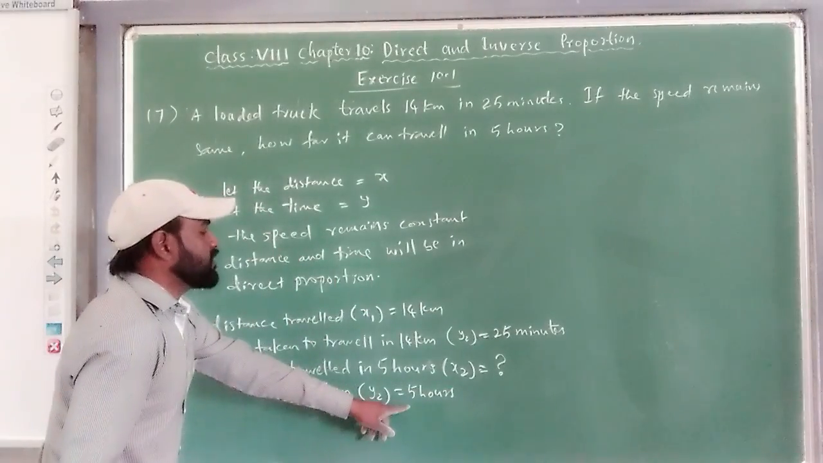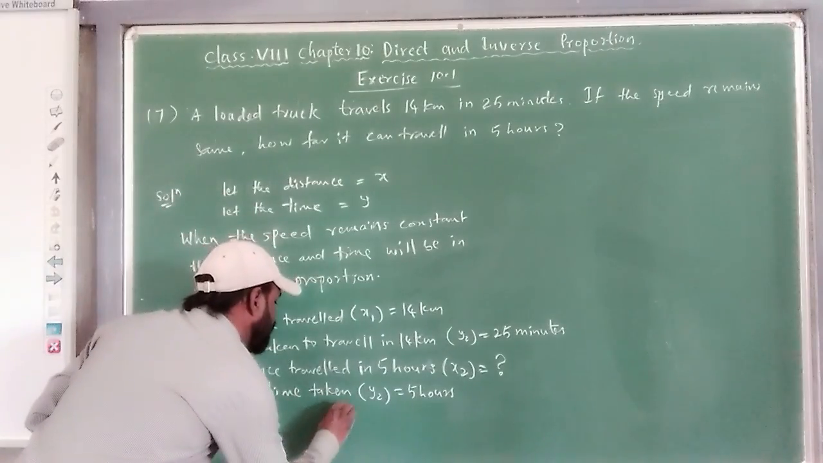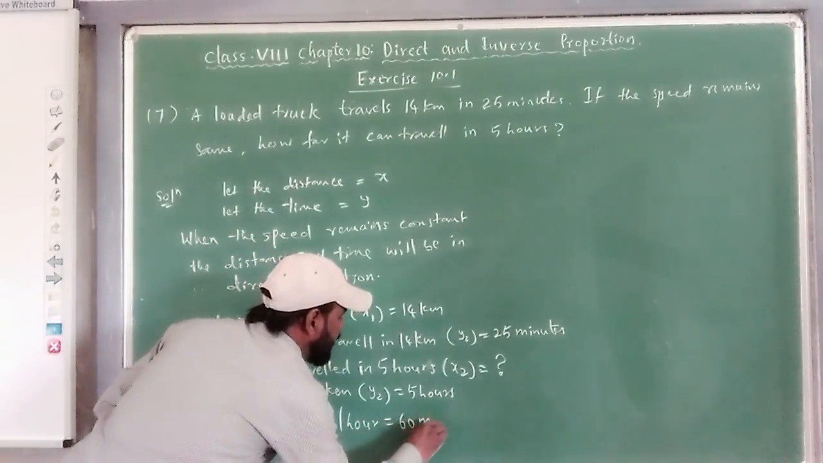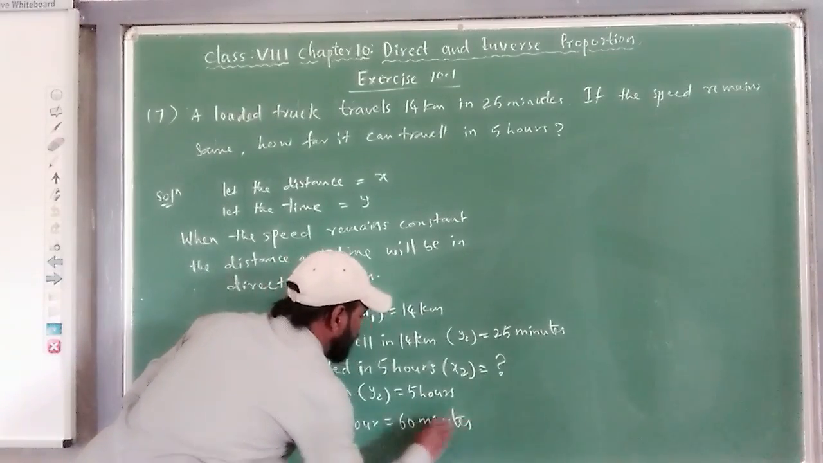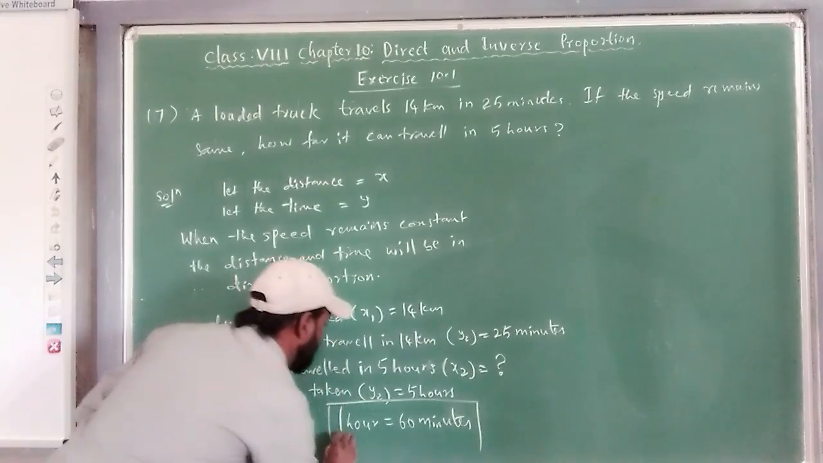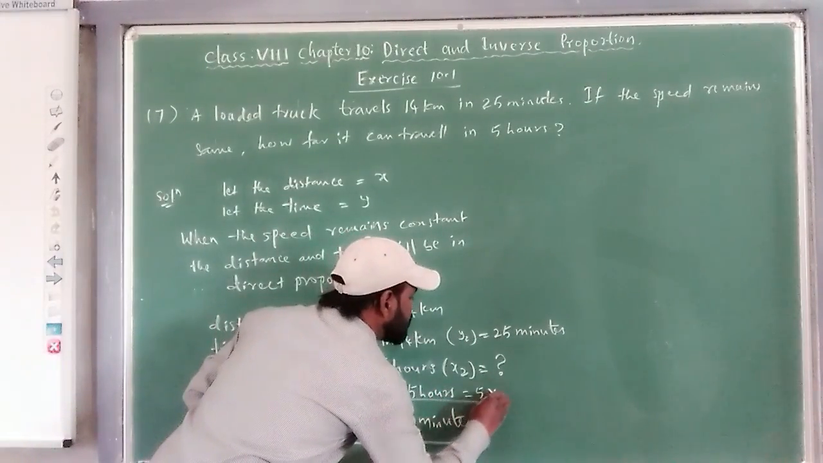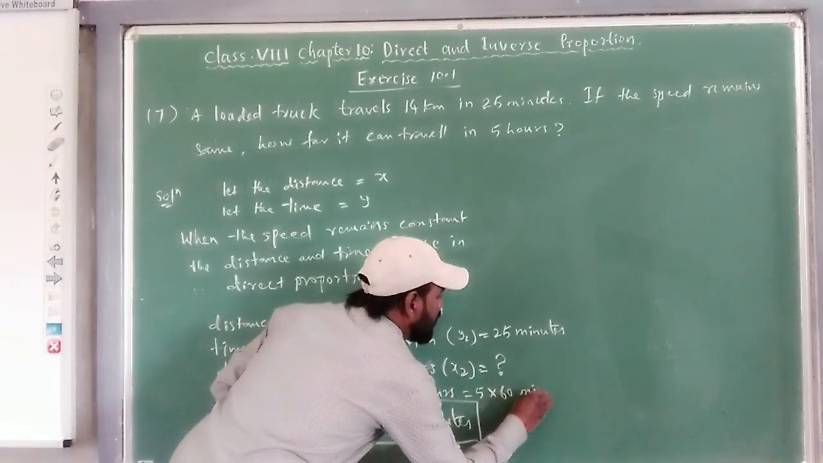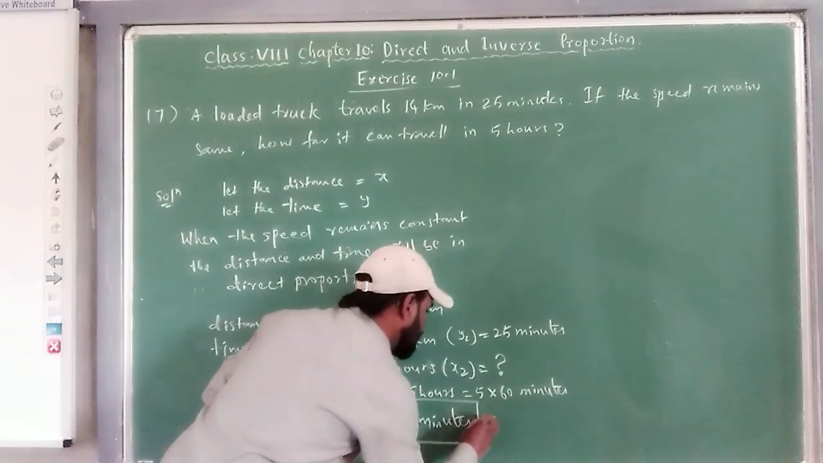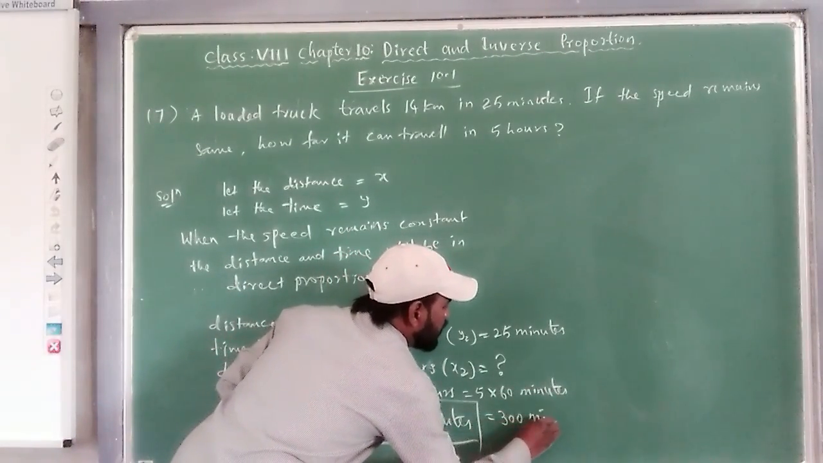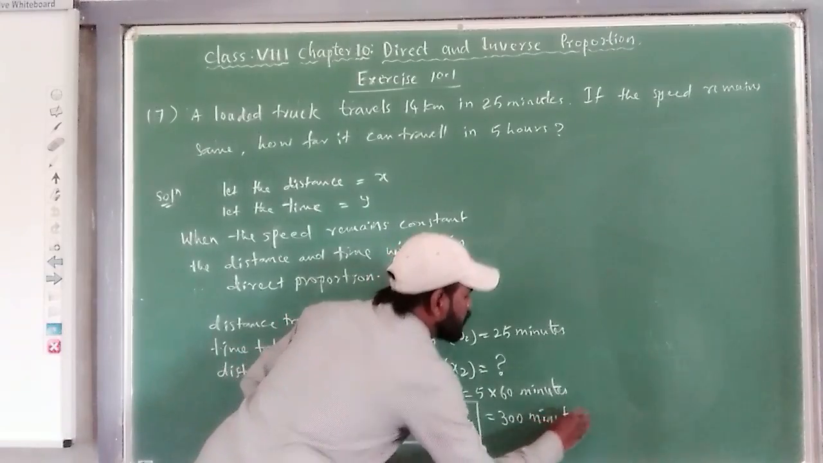But this 5 hours we have to convert into minutes. We know 1 hour is equal to 60 minutes. So using this conversion rate, you have to convert that 5 into 60. Now it becomes minutes. So that 5 into 60 is how much? 300 minutes. This is the y2 value.